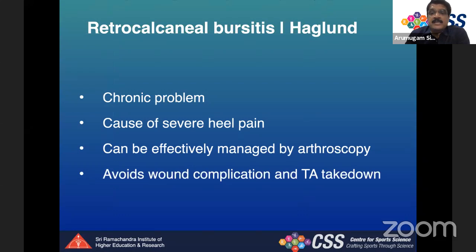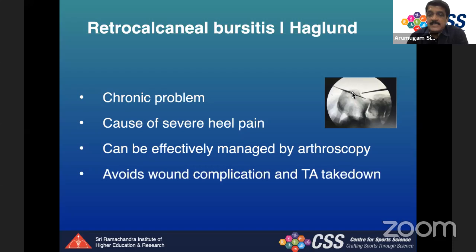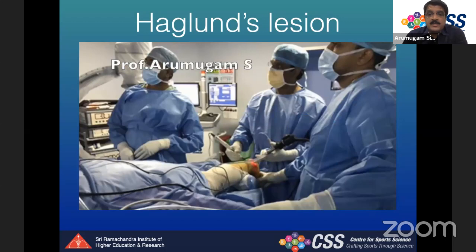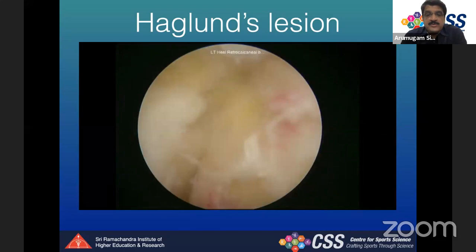The other important pathology is Haglund lesion or retrocalcaneal bursitis. Clinically, it's a chronic problem that causes severe heel pain, and it can be effectively managed by arthroscopy, which avoids wound complications and Achilles tendon takedown. This is a pathology which can be saved. To know the level of resection, you put a K-wire radioscopically. As you can see here, this is the pre-op. Then you go into the posterior ankle arthroscopy, identify the Haglund lesion, excise the retrocalcaneal bursa, and expose the calcaneus.